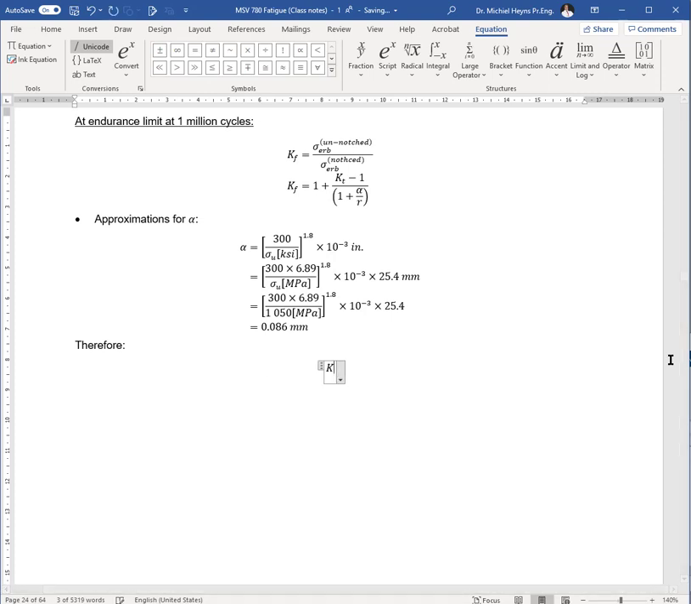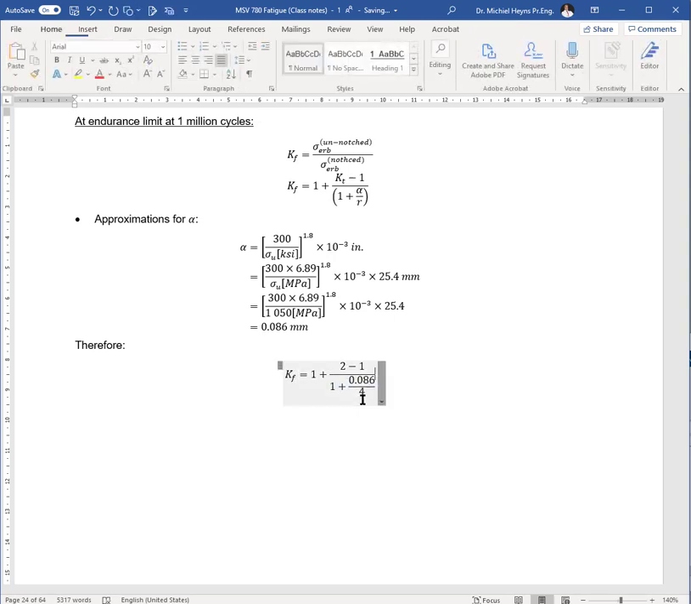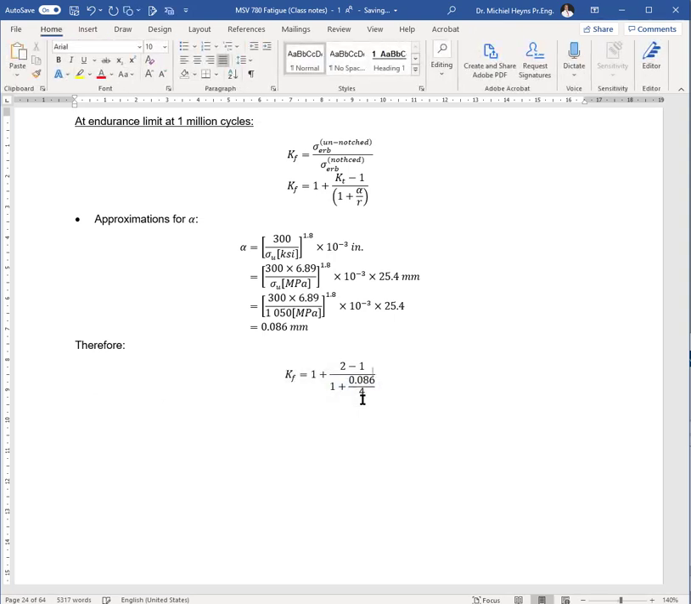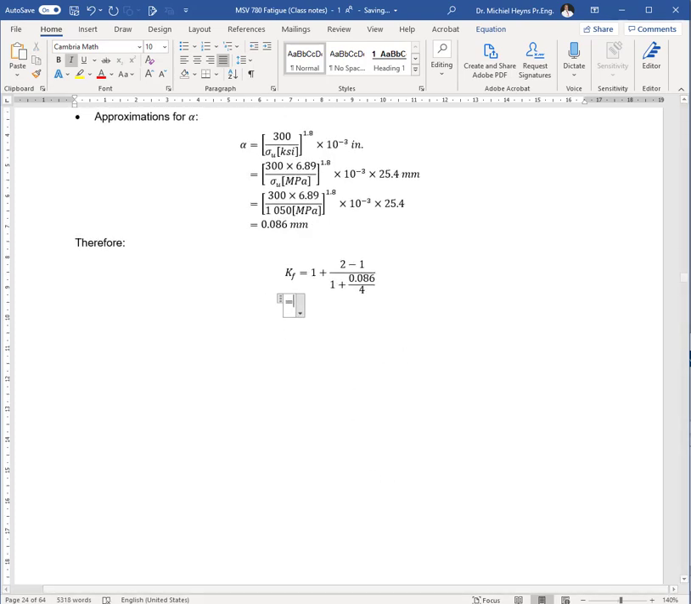Now I can have my Kf, and my Kf will be equal to 1 plus, now what Kt was given was 2, minus 1, divided by 1 plus alpha, which is 0.086, divided by R, which is 4 millimeter, and this works out. Let's do this in MATLAB quickly.